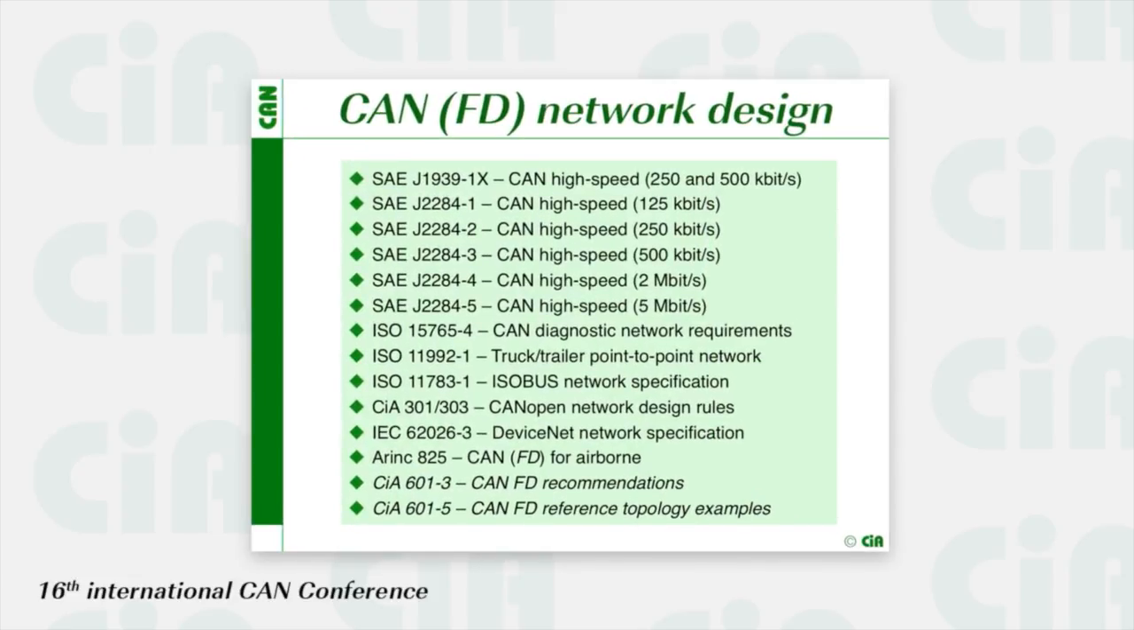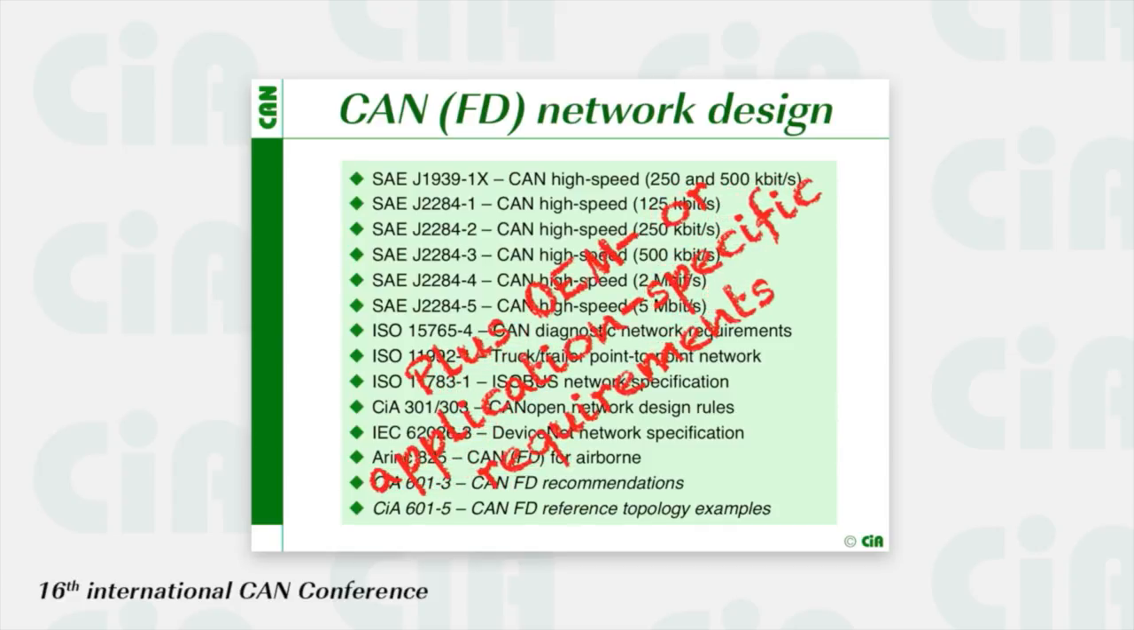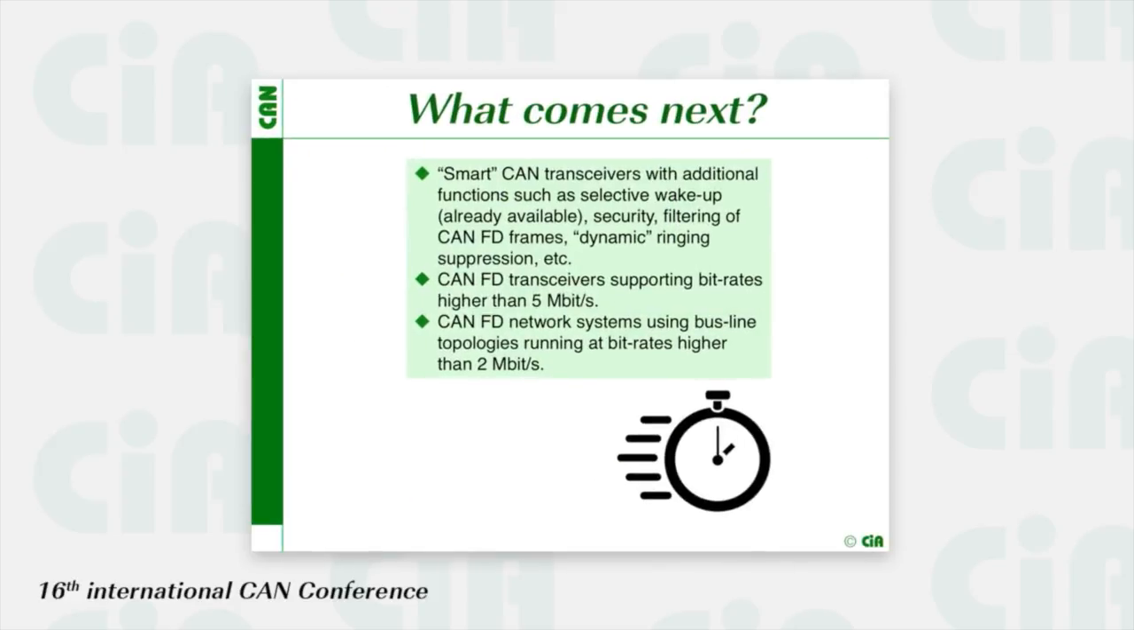For the physical layer, we also need some specifications for the network design, and you see the list is much longer. And every market has to develop it by themselves. Unfortunately, there is some overlapping, and I think this is even accompanied by additional OEM and application-specific requirements. This is a nightmare, and we should overcome this in the next years. But what comes next for the physical layer?